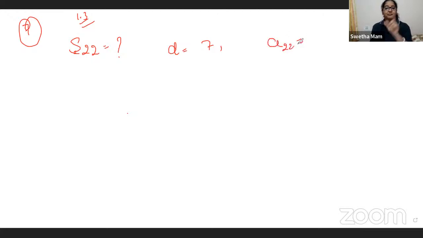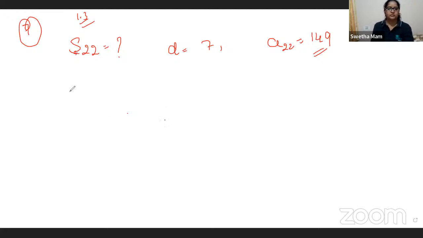Yes, next problem. 1.37 question. Find the sum of first 22 terms. Sum means, write S22 is equal to question mark. Okay. So d is given. d is equal to 7. And the 22nd term is given. What is the 22nd term? That is A22 is equal to 149. It is very important, most repeated question, children. See, what is the question? The 22nd term is given, d is given. You have to find out S22.